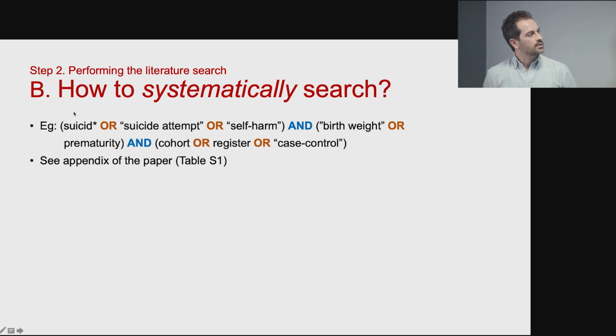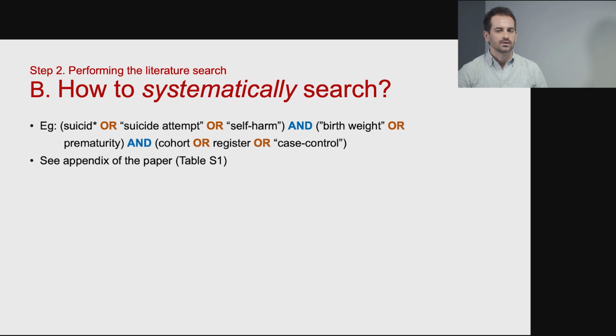For example, here I use suicide and then a little star. This is supposed to pick all words that have the root suicide in them. So suicidal, suicidality, suicide, etc. So this is a way to expand your search. The more exhaustive you want to be, the more papers you have to screen afterwards. So you also have to find a balance between being exhaustive and having a manageable amount of studies.